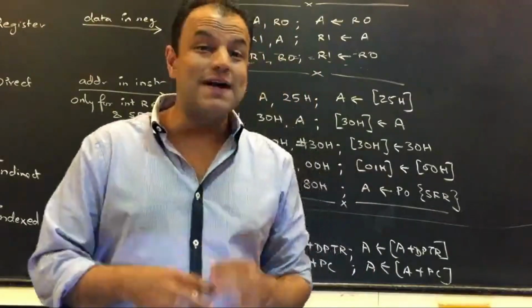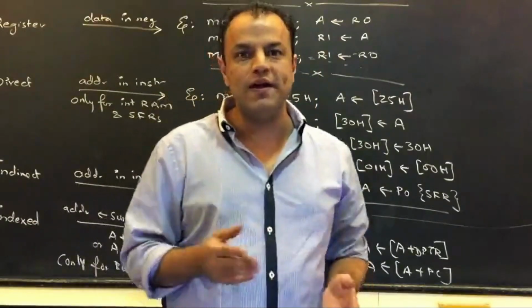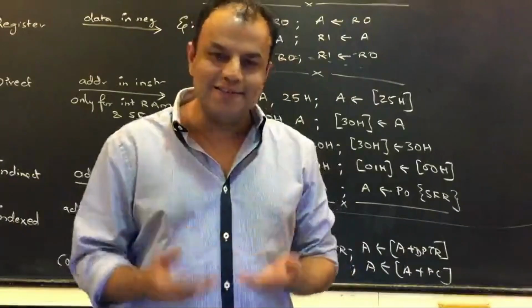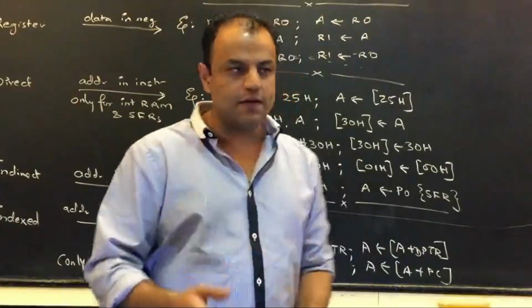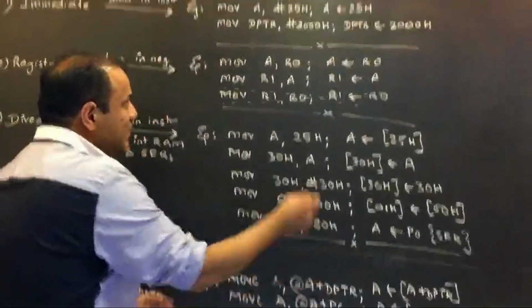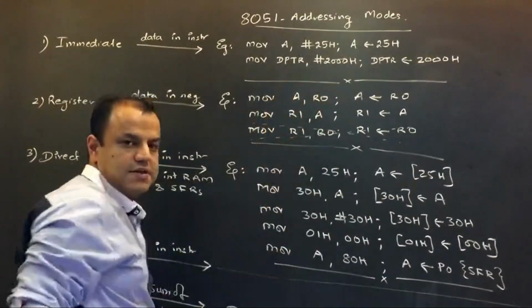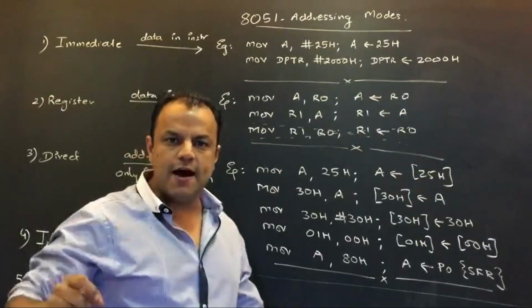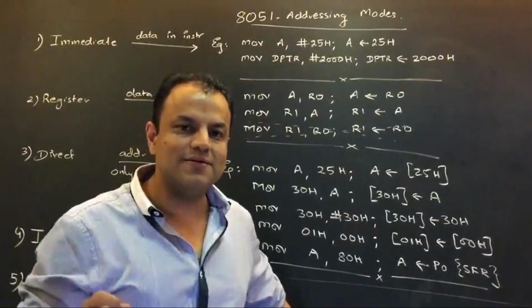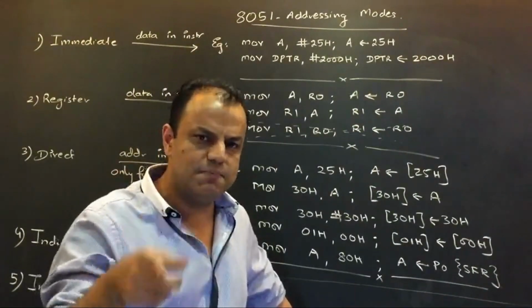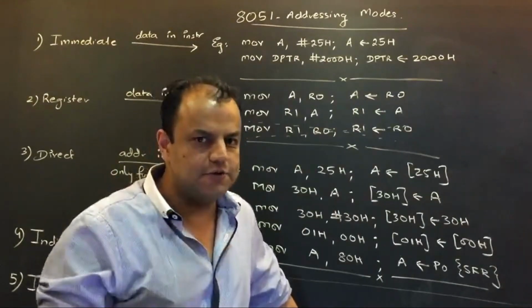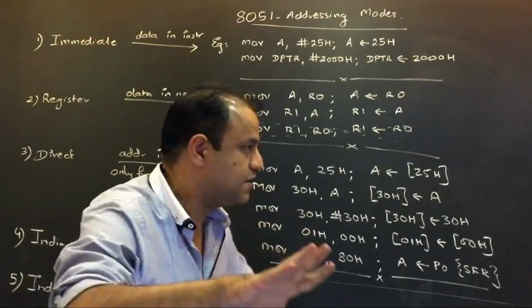Now, those 2 examples have to be different from each other. It can't be the same. MOV A, #25 and MOV A, #35 is the same example. So it has to be something different. So here, we are taking the example of an 8-bit register and another example of a 16-bit register. In the 8051, DPTR is the only 16-bit register that's available to the programmer. There's another one, PC, but you can't directly initialize PC. PC is auto-incremented after every instruction anyway.